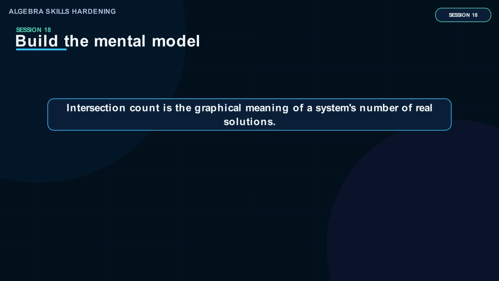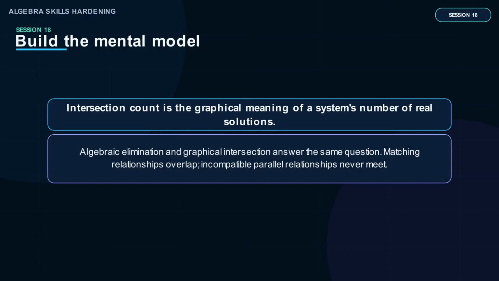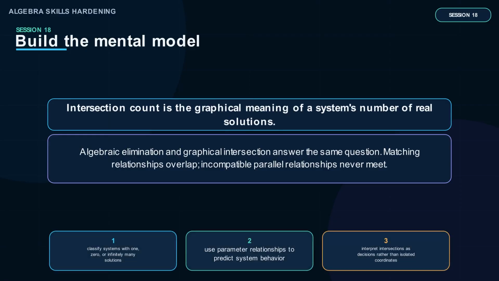Start with this picture. Intersection count is the graphical meaning of a system's number of real solutions. Algebraic elimination and graphical intersection answer the same question. Matching relationships overlap. Incompatible parallel relationships never meet. The key distinction is this: classify systems with 1, 0, or infinitely many solutions. Then connect it to the second goal. Use parameter relationships to predict system behavior.